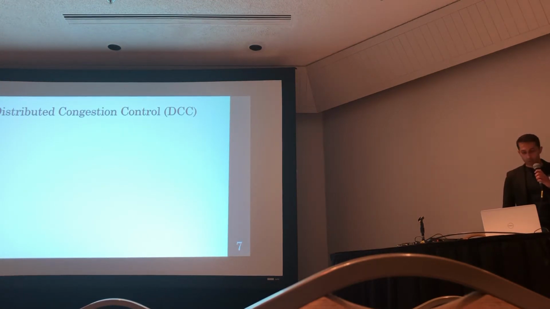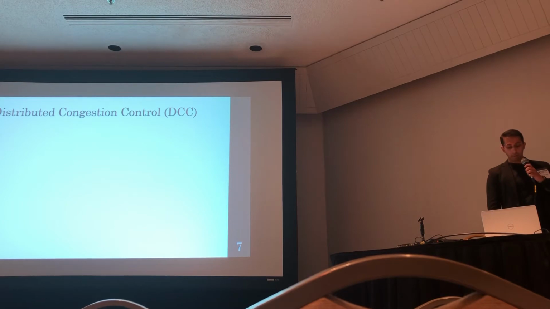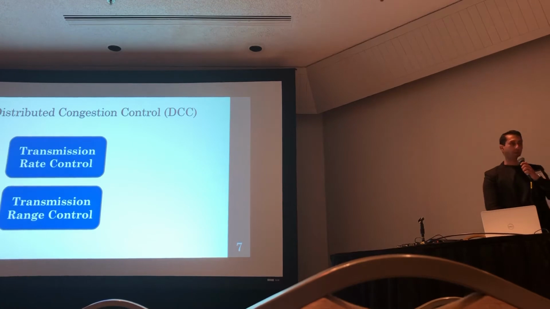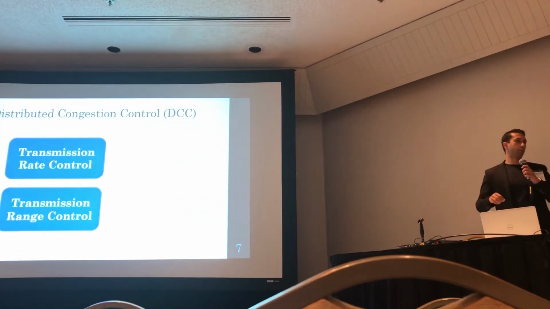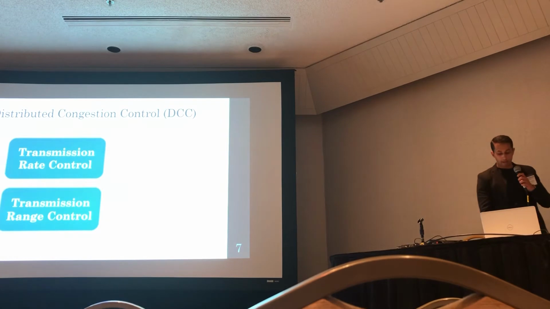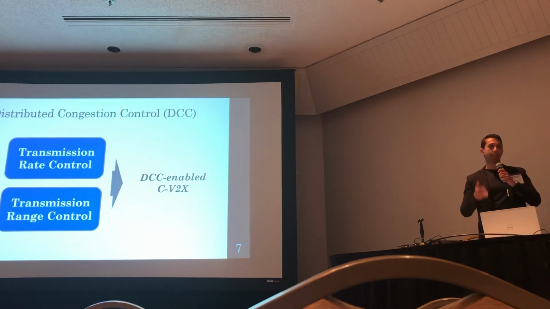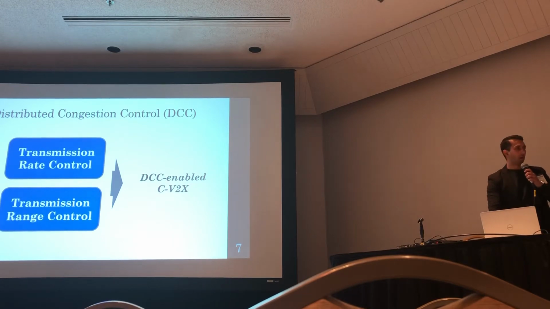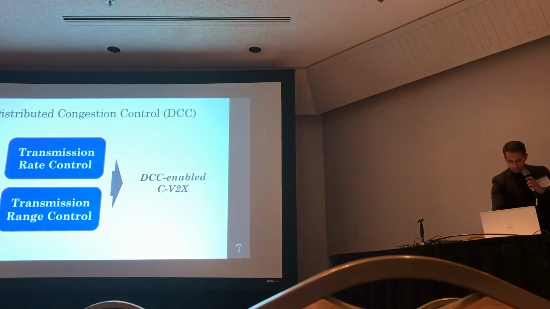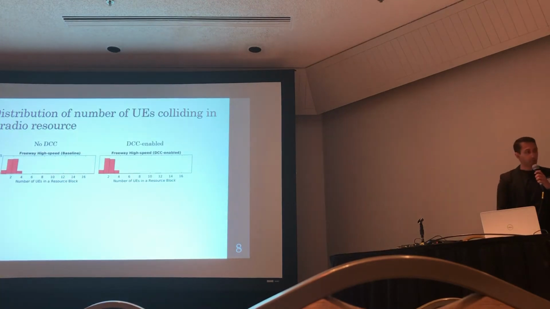For those of you who are not familiar with this standard, the congestion control defined inside the SAE standard provides two algorithms. The first one is the rate control, and the second one is the range control, or power control. And what we call them after porting them into the 3GPP requirements is DCC-enabled C-V2X. DCC stands for Distributed Congestion Control. So after this, I'm just going to refer to it as the DCC-enabled scheme. So let's jump into some results and show you the observations we have made.